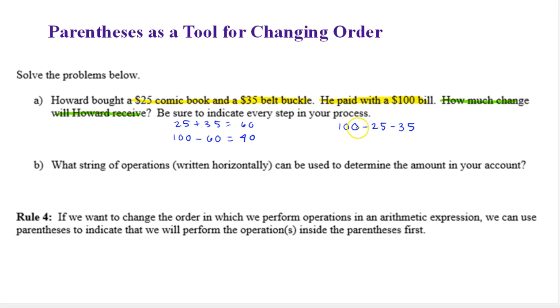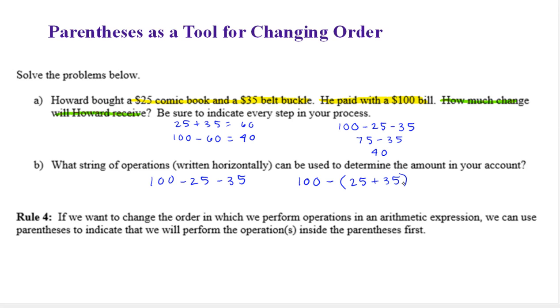So 100 minus 25 is 75. 75 minus 35 is his $40 in change. So we said that one way we could write this horizontally is 100 minus 25 minus 35. Or if we want to use parentheses as a tool for changing order, we can say, well, he has $100. I want to subtract off the sum of $25 and $35.